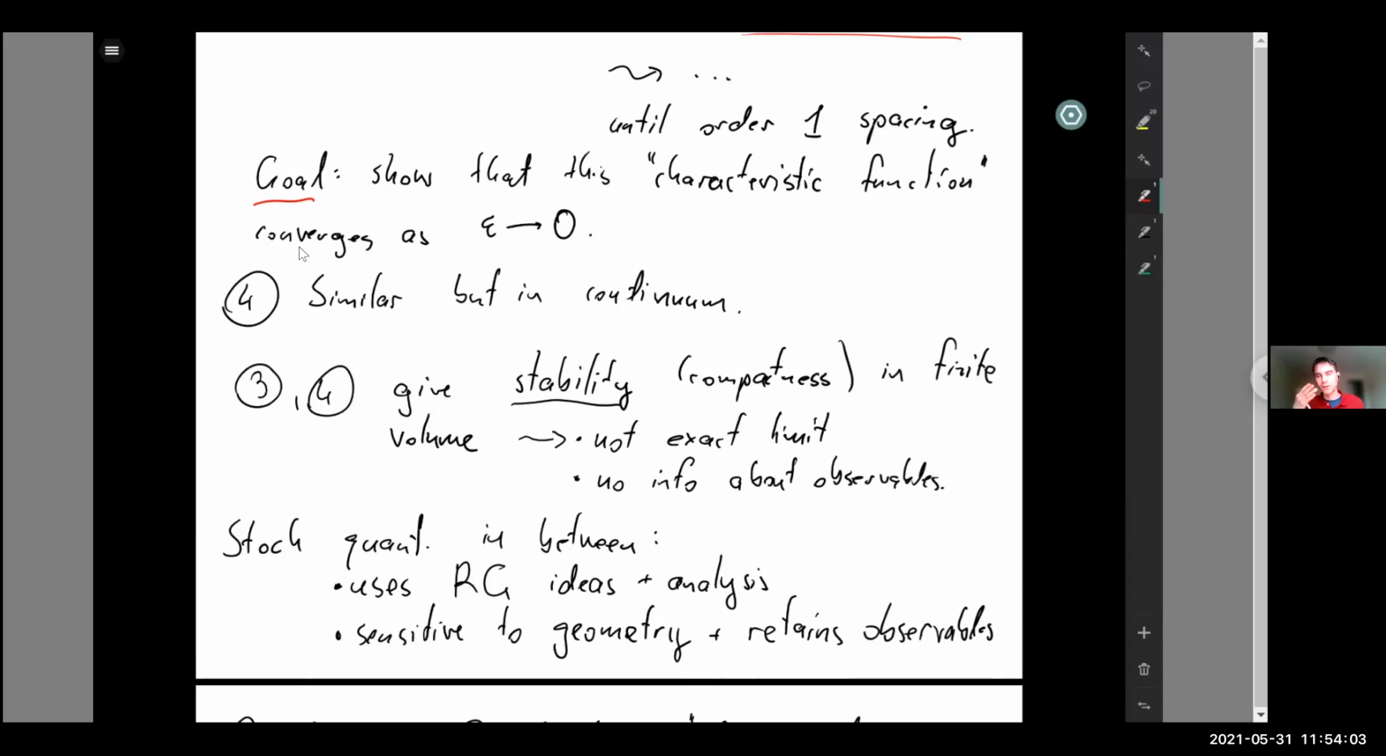And so it might give you compactness in some Sobolev space like H-1. But it doesn't give you an exact limit. So it doesn't give you that it actually converges to something. And it doesn't actually give you any information about gauge invariant observables. These really work in a very linear space. So in contrast to the first 2 approaches, the one form is the key player here.